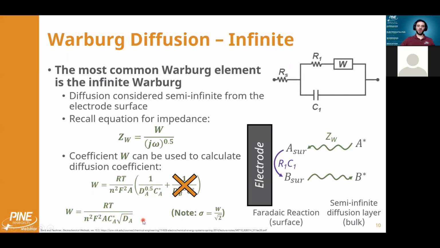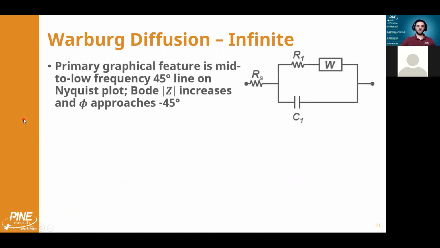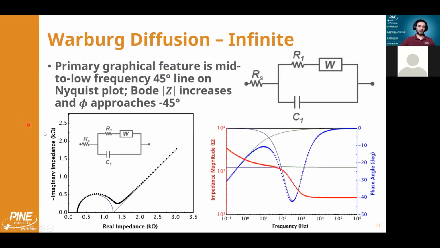So this is one of the benefits and the power of using a Warburg element, that we can get, as I said, a real constant or a real property of our system. The primary graphical feature, again, as many of you are probably aware, is this 45-degree line that goes off to infinity on the Nyquist plot, depending on how low your frequency is.